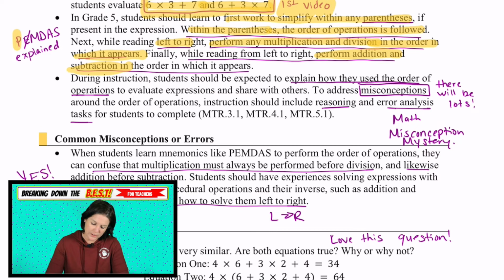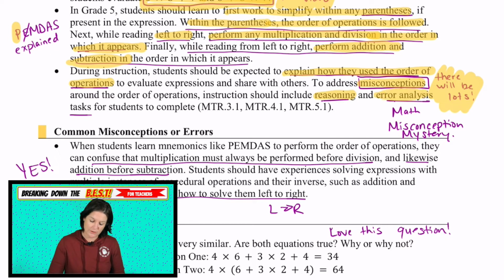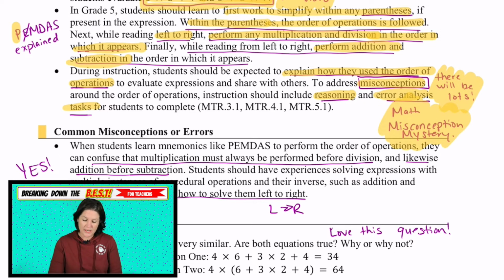Okay, during instruction, I love this. Have students explain how they use the order of operations. And that's a great time to address misconceptions because there will be a lot. Make sure you include reasoning and error analysis tasks, which of course, Math Misconception Mystery includes. So not just error analysis though in the terms of having a problem where you're analyzing an error, but really having students explain their steps and having great conversations that way.